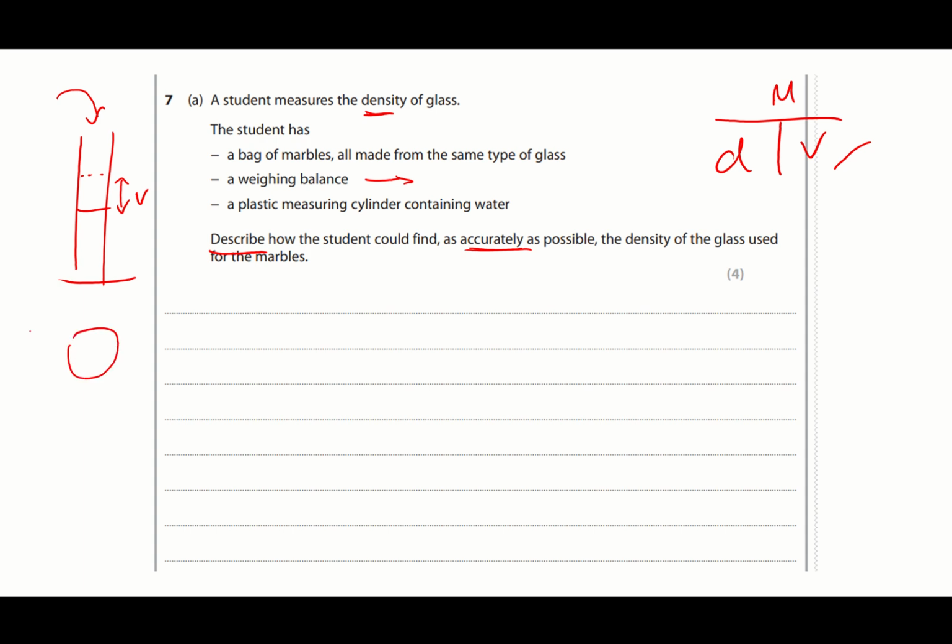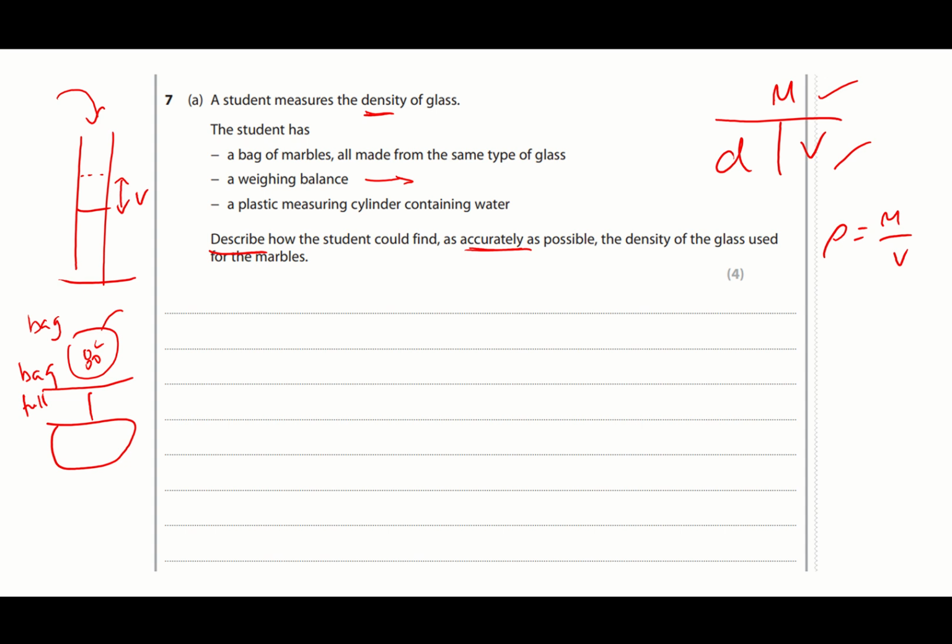So I'm going to say weigh the bag empty. So there's the bag empty. Put all the marbles in, bag full. Take those away and I've got the mass of the marbles, and then the density equals mass divided by volume. And remember, you're going to get a mark for that. So density equals, I'm going to do the proper symbol, rho. Density equals mass divided by volume.